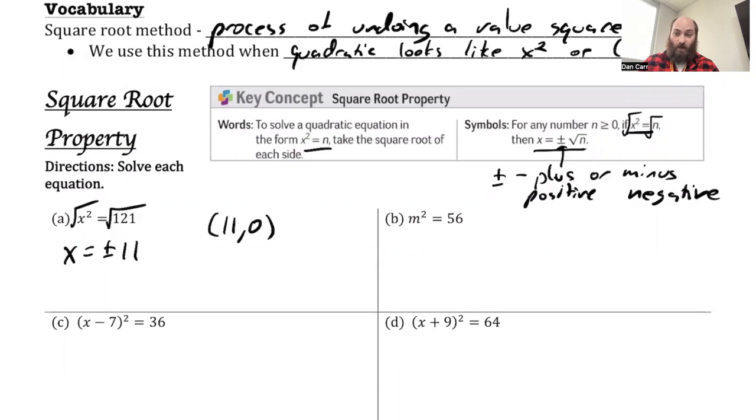So yeah, we get two answers. We get a positive 11, 0. We also have a negative 11, 0. These are the two points that the graph would cross if I try to graph y equals x squared.